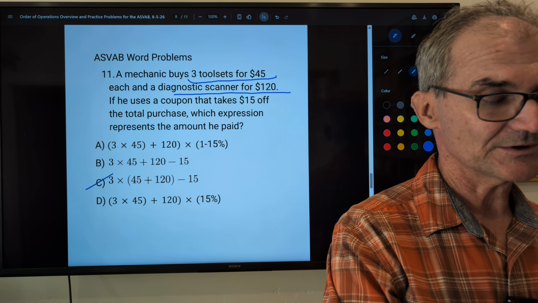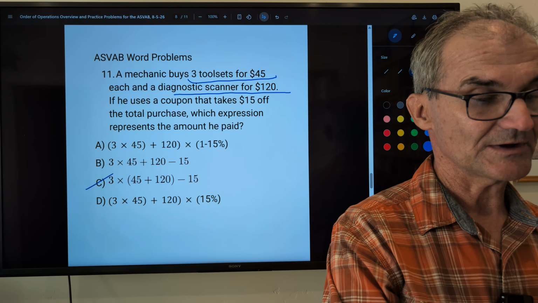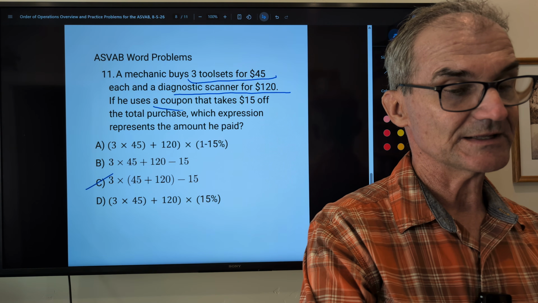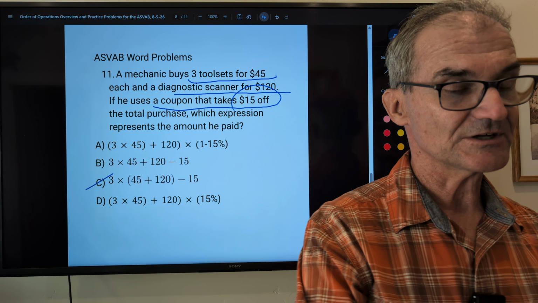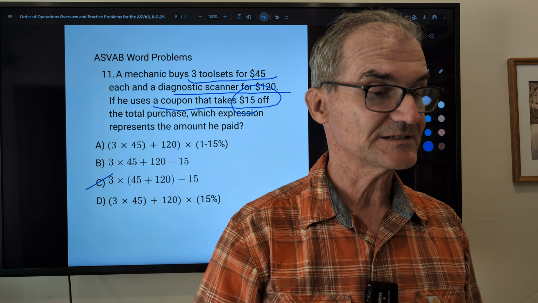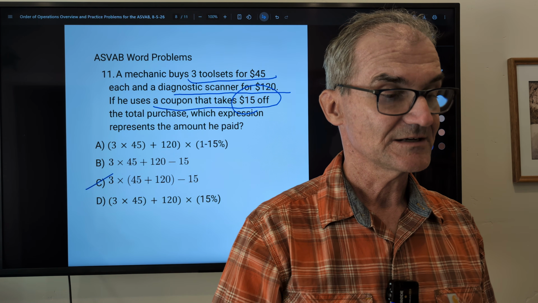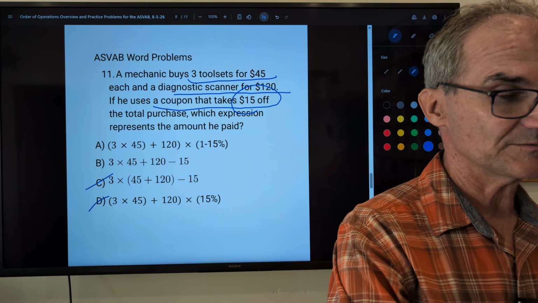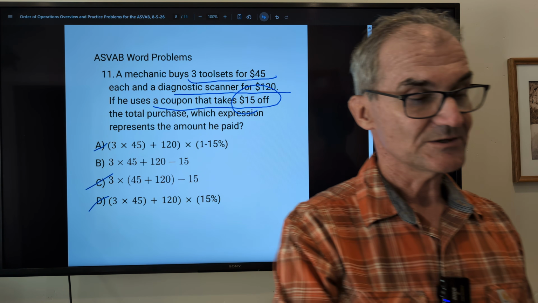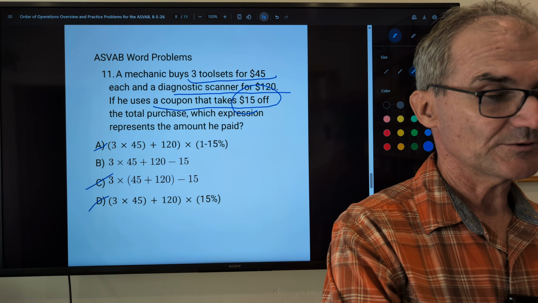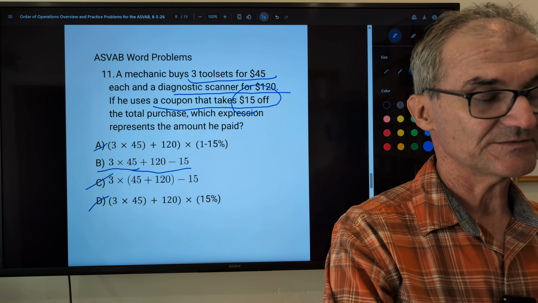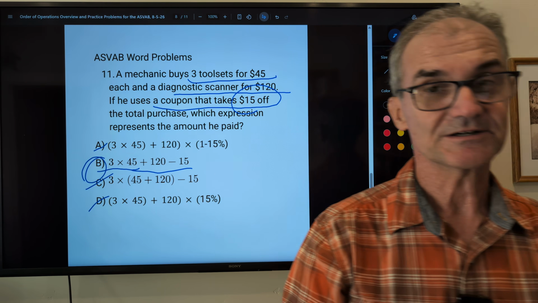This one does not work. 3 times 45 plus 120. So that's good. And then I have a coupon that takes $15 off the total price. So I'm not multiplying by a percent, it's just subtracting 15. So this is multiplying by 15, multiplying by 15. Those are all wrong. So I have that tool set for 45 times 3 plus that cost minus the 15. Correct answer is B.